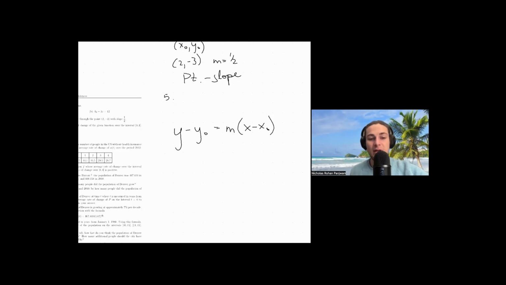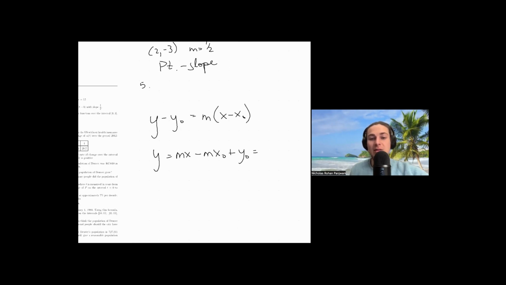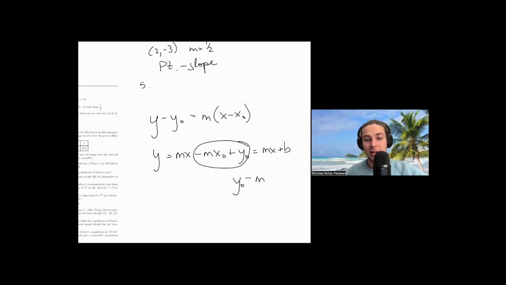So the way that you rearrange it is you distribute the m. So you would have y is equal, and then move the y0 to the other side. So you have y equals mx minus m times x0 plus y0, which is equal to mx plus b. So y0 minus m times x0 is equal to b. Yeah, that's how that works.